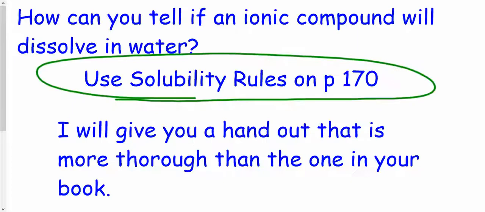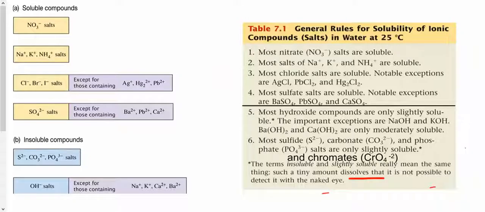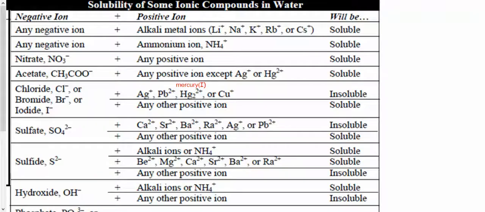How do you tell if an ionic compound will dissolve in water? We will use the solubility rules on page 170. Here is the handout that's in your book. You can use this one, or you can use this one, which is the one I prefer. I've written in that this is mercury 1, just in case you don't notice that Hg2 2+ is mercury 1.